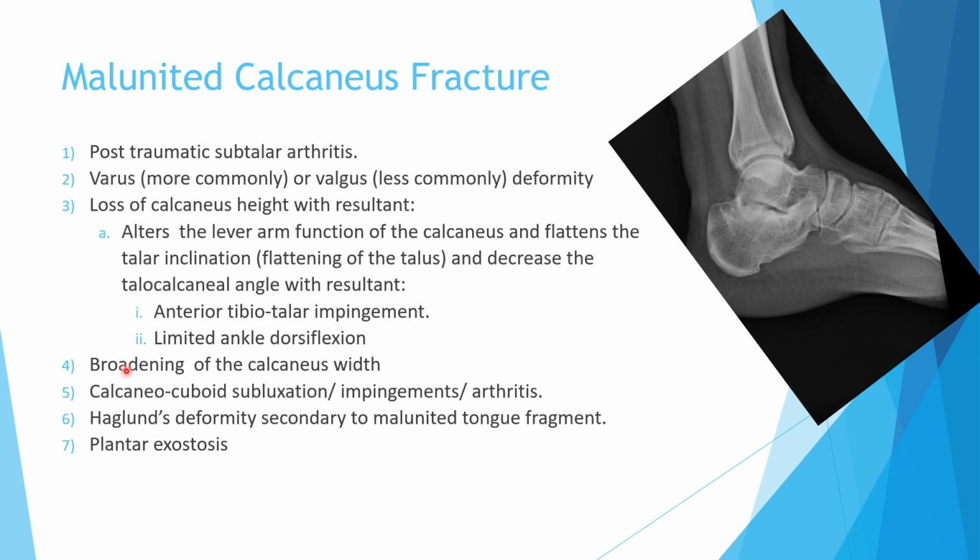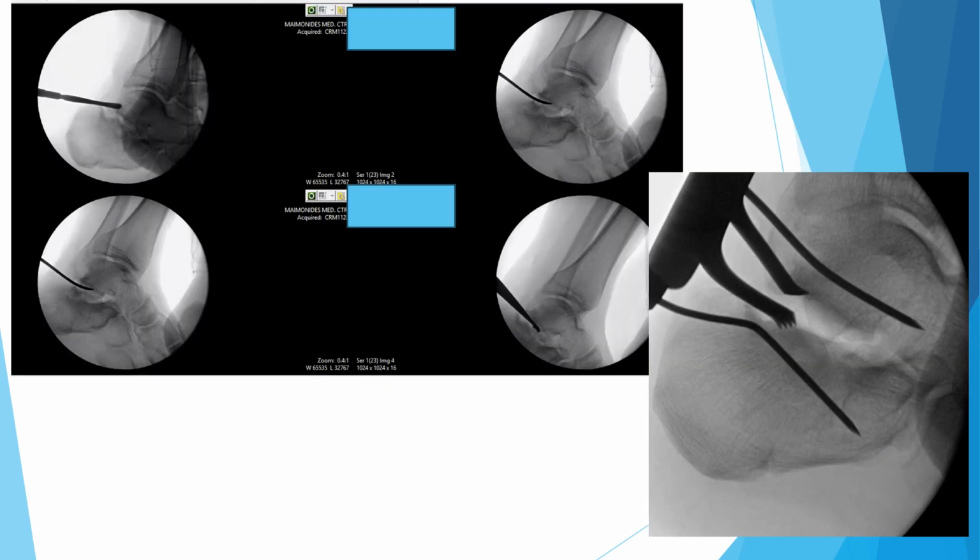Of course, other things, broadening of the calcaneus will affect the shoe wear, and sometimes you get calcaneocuboid arthritis. Sometimes, especially with malunited tuberosity, you can get Haglund deformity, and you can get plantar exostosis if the fracture affects the plantar surface.